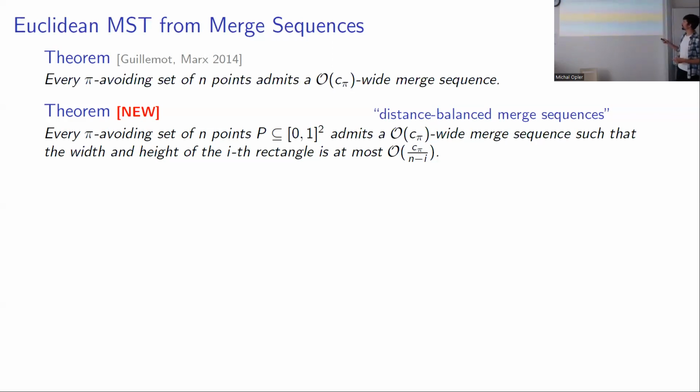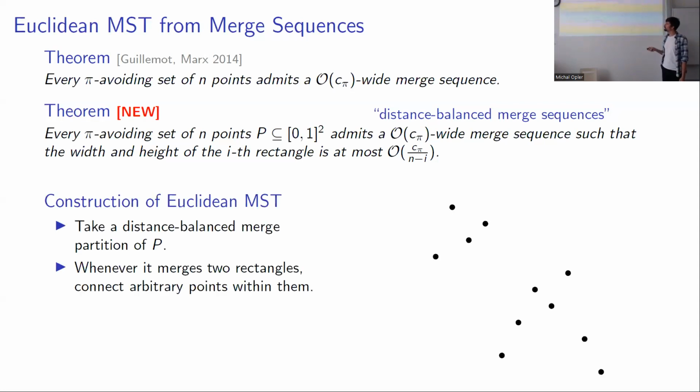And I mean, the distance balanced merge sequences we derive are in fact more complicated. They have several other balance properties, but they're not needed for this problem, so I'm not stating them here. For this one, it suffices to consider these heights and widths. And now, having this improvement of the decomposition theorem, it's easy.